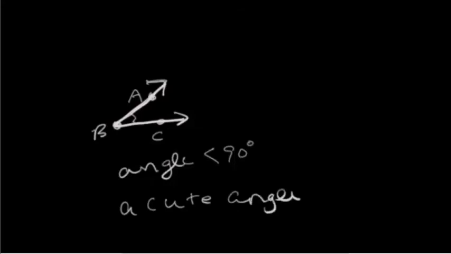The minute that our angle becomes 90 degrees, it stops being an acute angle and it turns into a right angle. So it has to be less than 90 degrees. It could even be 89.99999 degrees. It doesn't matter. It's still an acute angle because it's less than 90 degrees. And again, the way that we're going to label this angle is going to be angle ABC.